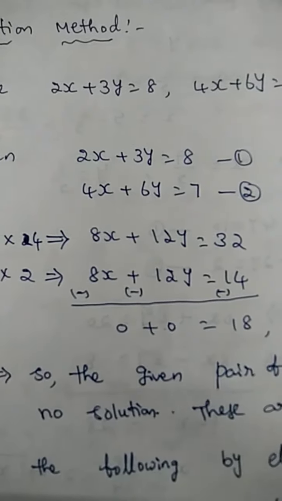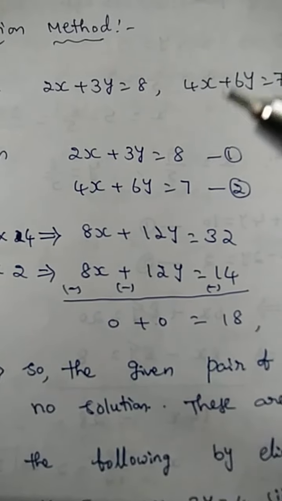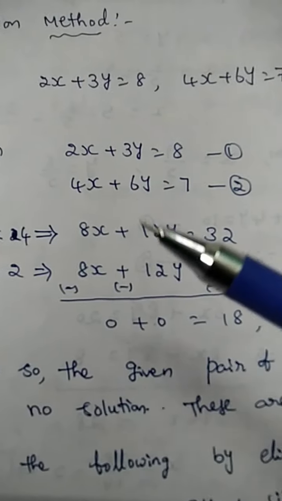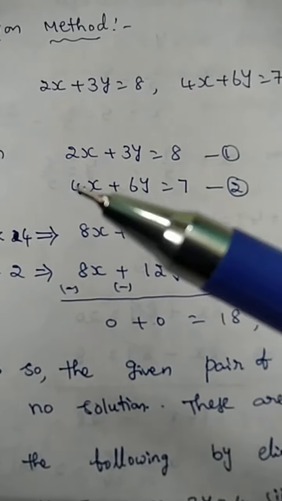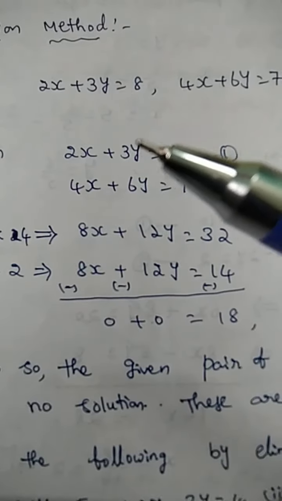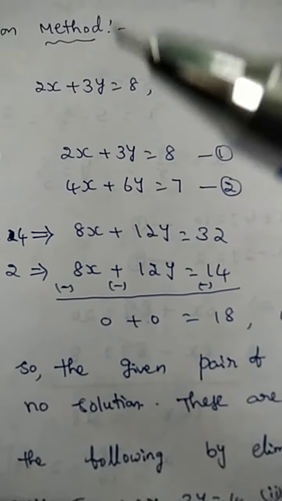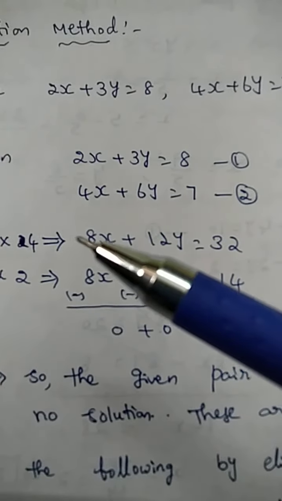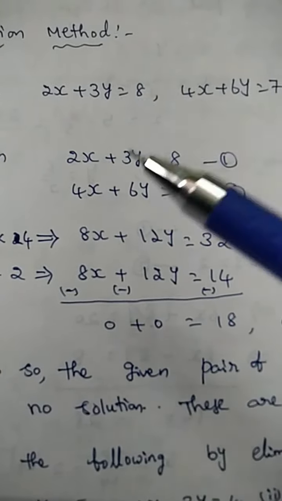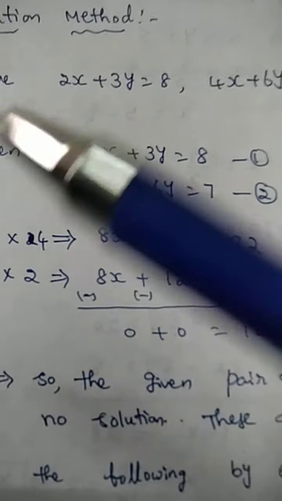Whenever we use the elimination method, first we check whether the x coefficients or y coefficients are equal or additive inverses. If they are not equal or additive inverses, then we should change the coefficients to make them equal. One of the coefficients should be made equal, not necessarily both.